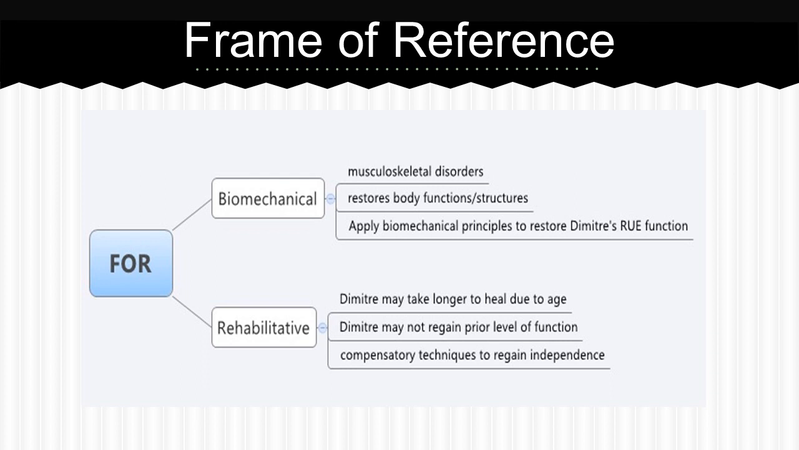Frames of reference. The 2 frames of reference we chose were biomechanical and rehabilitative. Our primary one is biomechanical because it directly guides musculoskeletal disorders, which is a fracture. It helps restore the body functions and structures of the client. And with its biomechanical principles, we can apply these principles to restore Dimitri's right upper extremity function.